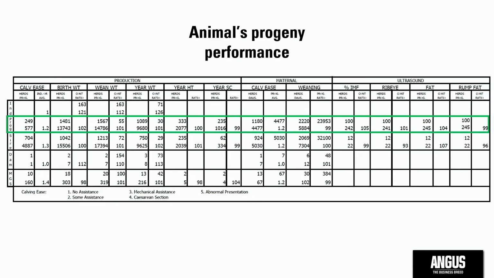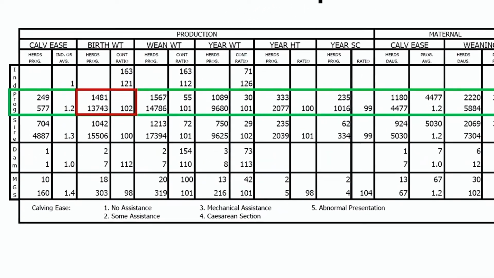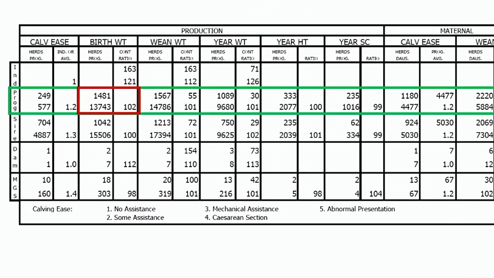Also included is the animal's progeny's performance. So how did that animal's progeny perform? In this particular example, we can see that this sire had 13,743 progeny, represented in 1,481 herds. On average, his progeny were ratioing 102 at birth.